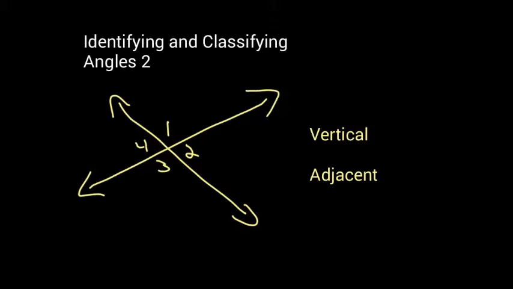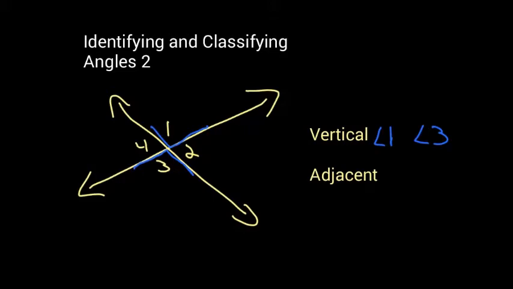Alright, so we're going to identify and classify angles again today. So this is the second part of this. The first two terms you need to know are vertical and adjacent. Vertical means across from one another. So angle 1 would be vertical to angle 3. You notice angle 3 and angle 1, they're across from each other.